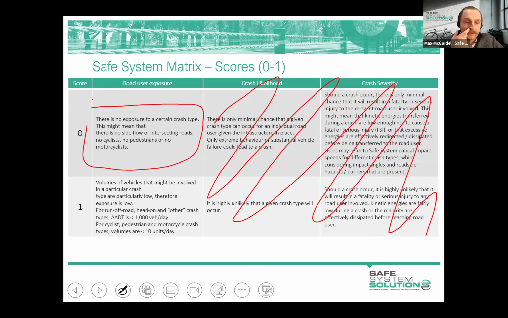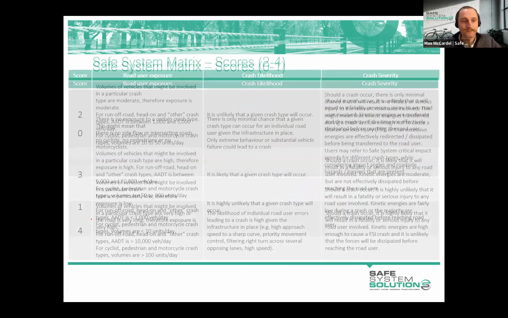That's the only time you can do a score of 0 for exposure. It's pretty rare. To give it a score of 1, you'll see for run-off road, head-on, and other crash types, AADT is less than 1,000 vehicles per day. So this is basically just defining where my number fits within this scoring system. For cyclist, peds, and motorcycle crash types, volumes are less than 10 units per day. So in the example, and I should have written it down, but I'll go from memory, I said 6,000 AADT, and I think I said 60 peds, 30 cyclists. So let's do this scoring together as an example.